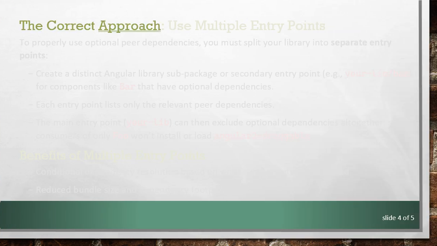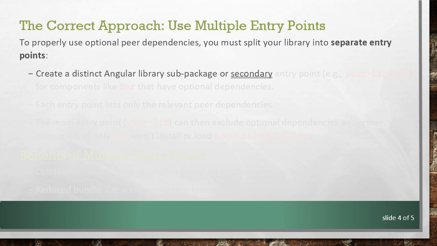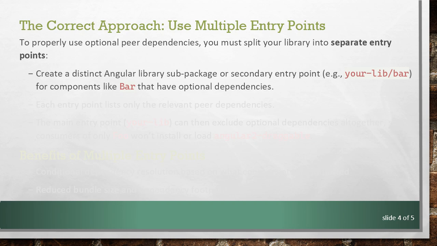The correct approach: use multiple entry points. To properly use optional peer dependencies, you must split your library into separate entry points. Create a distinct Angular library subpackage or secondary entry point, for example, urlib/bar, for components like Bar that have optional dependencies.